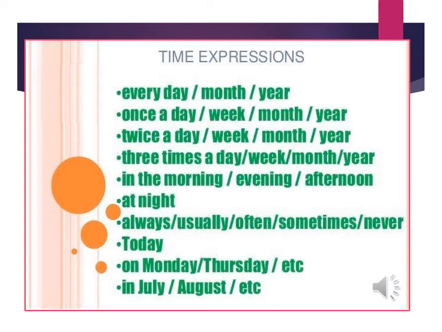Twice, which means two times. Twice a day, twice a week, twice a month, twice a year. Three times a day, or week, or month, or year. A period in the day, like in the morning, in the evening, in the afternoon, and at night. And frequency indicators like always, usually, often, sometimes, and never. Like today, like on Monday, on Thursday, like in July, in August.